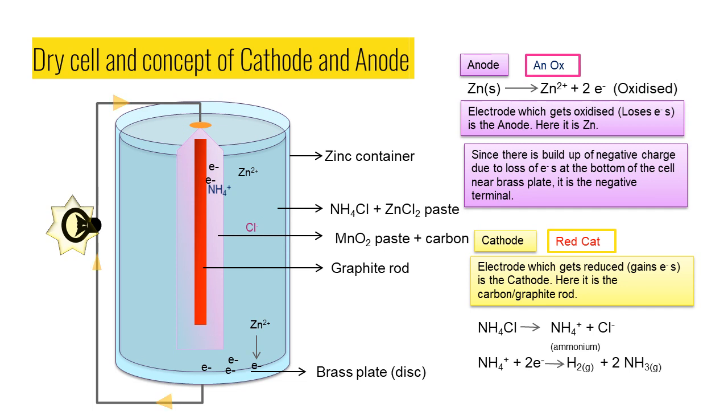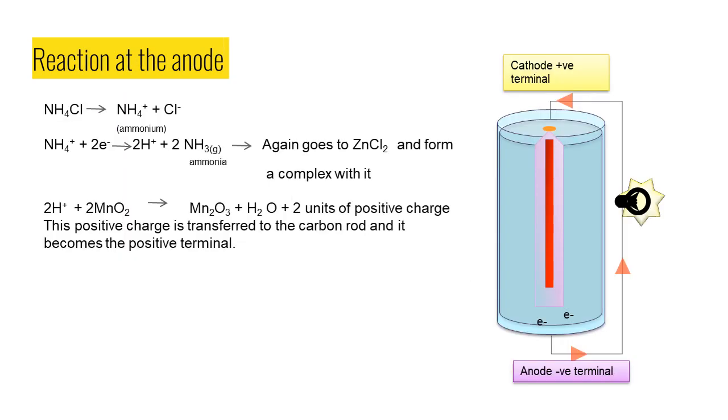So we can say that cathode is where the electrode gets reduced, means gains electrons. Here it is the graphite rod, because all the electrons are coming towards the graphite rod, and there these ammonium ions are coming and they are getting reduced. Let us see in detail.